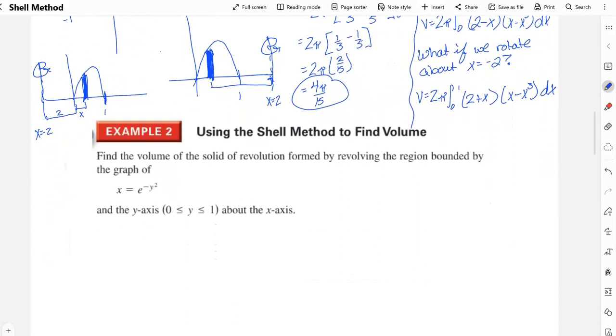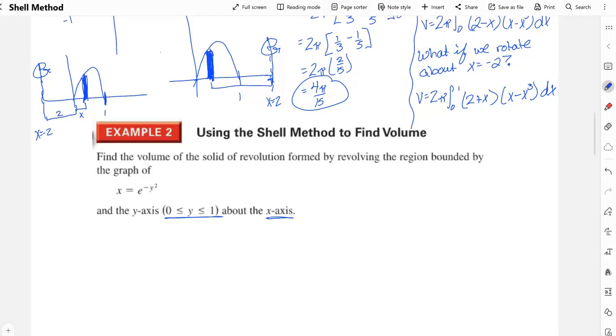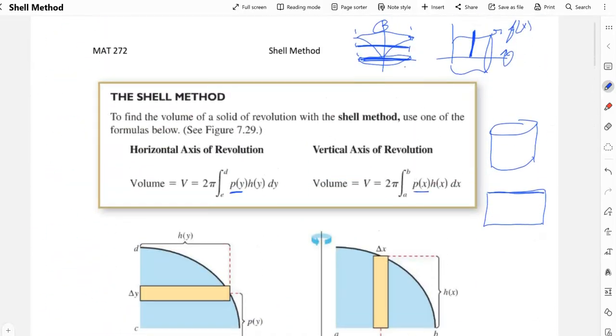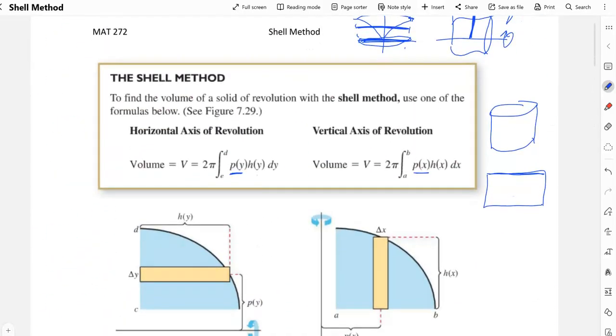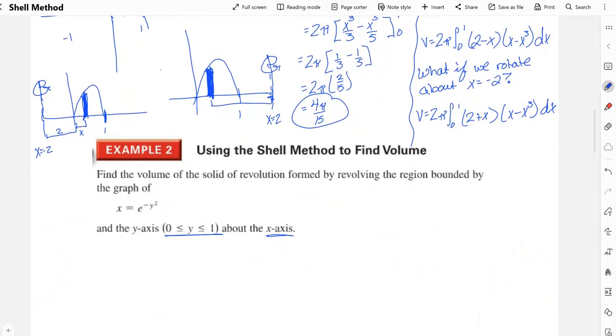Let's look at another example. Let's say we want to find the volume of the solid of revolution formed by revolving x equals e to the negative y squared. And we're going to bound by the x-axis, and y is going to be restricted between 0 and 1. Now we're going about the x-axis, which is a horizontal axis. So if we're looking at a horizontal axis, we're integrating things in terms of y. I'll write our formula down here. I'll call these C and D.